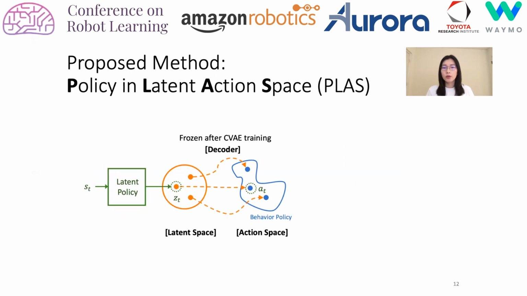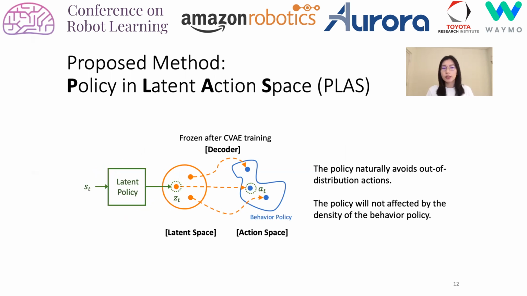Thus, we propose to learn a policy in the latent action space and then use the pre-trained decoder to output an action in the original action space. In this way, the policy naturally avoids out-of-distribution actions. Also, it can select any action within the latent space, and it will not be affected by the density of the behavior policy.